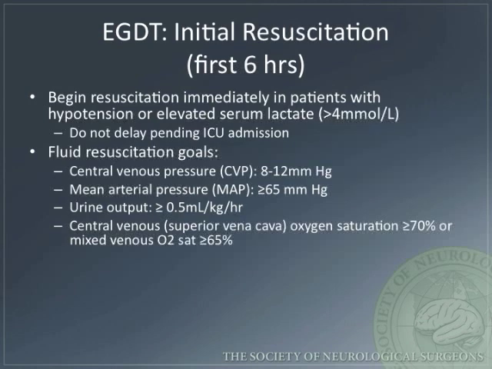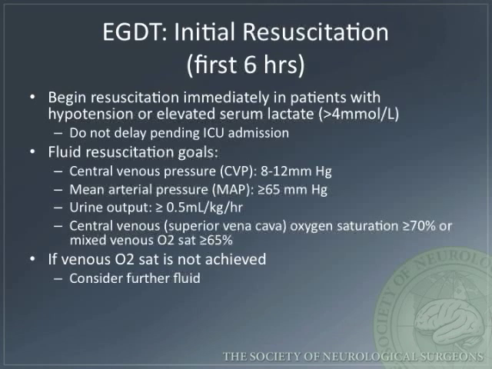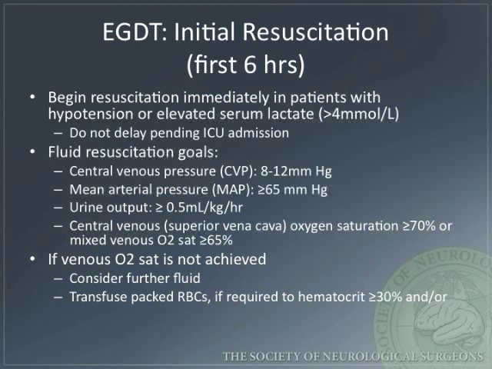If an adequate venous O2 sat is not achievable, then consider further fluid administration, or transfuse packed red blood cells to a hematocrit of greater than or equal to 30, and/or start dobutamine infusion.